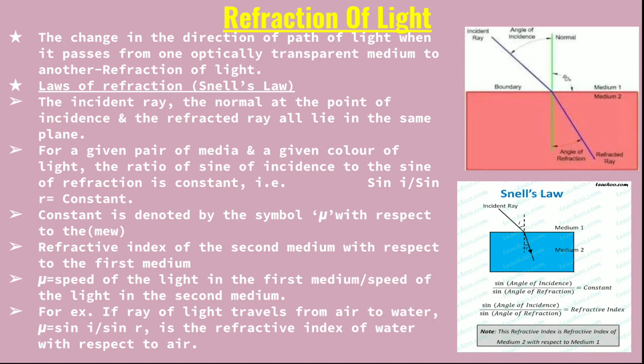For a given pair of media, a given color of light is also important, because different colors have different angles of refraction. Different wavelengths and many other things are different, so I'll discuss that later on. So first there should be a given pair of media and a given color of light. The ratio of sine of incidence to sine of refraction is constant: sin i / sin r = constant.